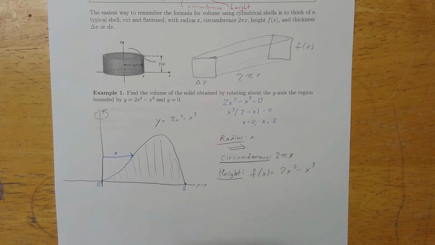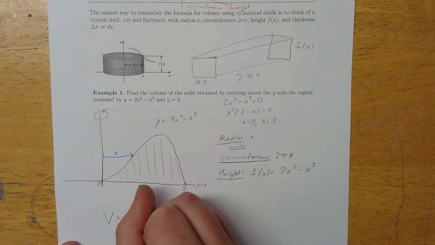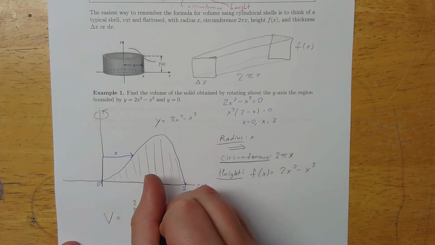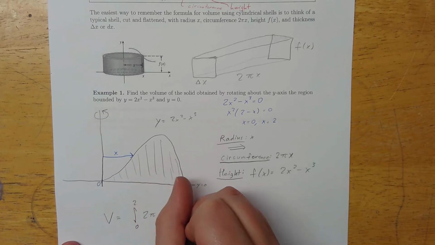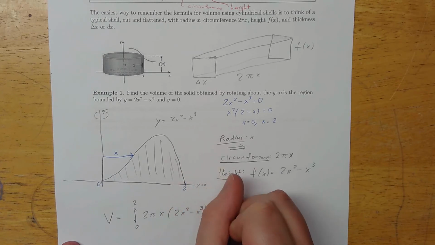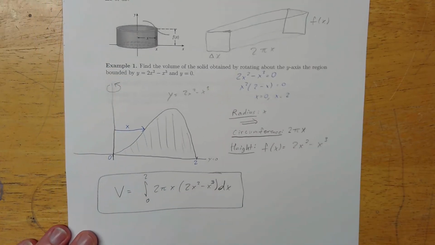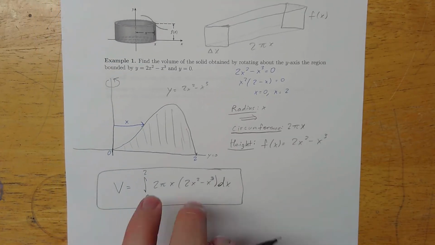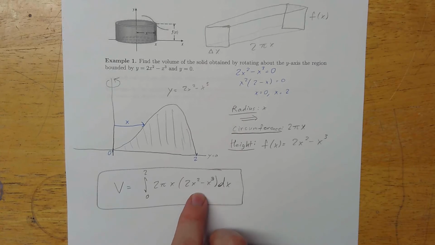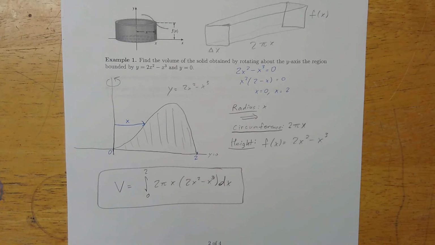So that means if we want to find the volume, it will be represented by the integral from 0 to 2 of 2 pi x times 2x squared minus x cubed dx. Here we're just interested, at the moment, in setting these up. So again, we've got our circumference times our height, and that is how we get the volume using this method of cylindrical shells.